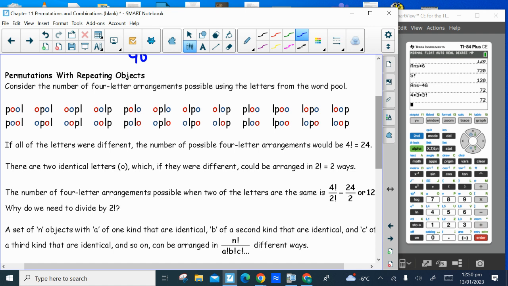So there's repetition here. If all the letters were different, the number of possible 4-letter arrangements would be 4 factorial or 24. Because there are 2 identical letters, the 2 O's, which, if they were different, could be arranged in 2 factorial or 2 ways. The number of 4-letter arrangements possible when 2 of the letters are the same is 4 factorial over 2 factorial. And that'll give you your answer, 12 different arrangements. So basically, again, we're just going to forget about all these bottom ones because they're the same as what's above them. So we want the number of different arrangements. We're not going to count any repeating arrangements.